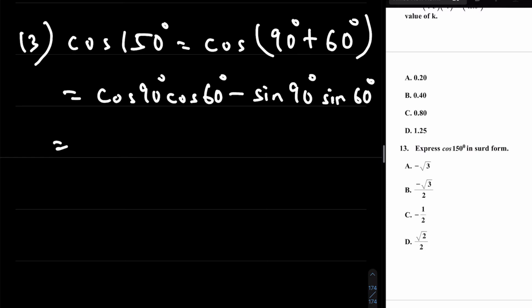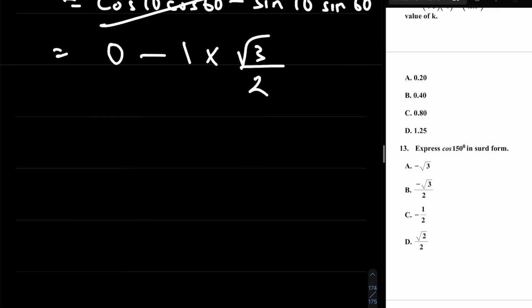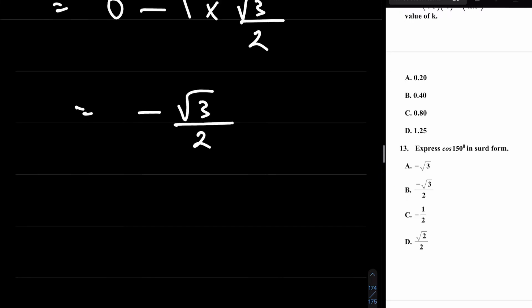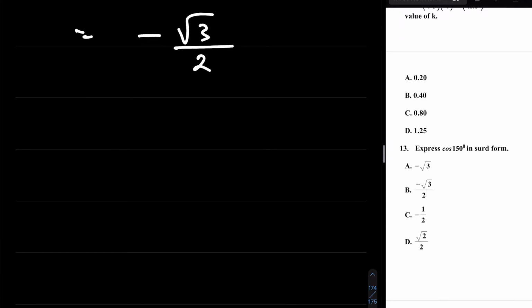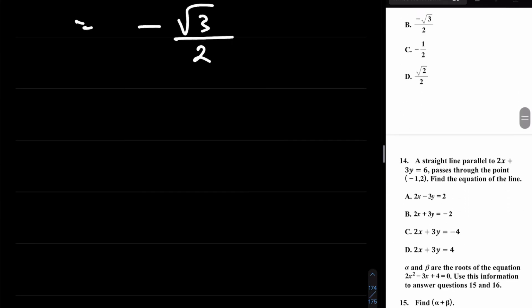And this simply means cos 90 is 0. That means all of this is 0. So that's 0 minus sine 90 is 1 times sine 60, which is root 3 over 2. And that simply means 0 minus root 3 over 2. 0 minus root 3 over 2 is minus root 3 over 2. So the correct option is B, which is minus root 3 over 2.